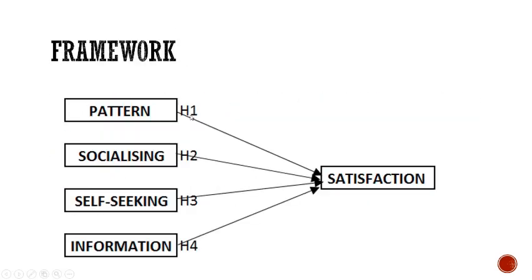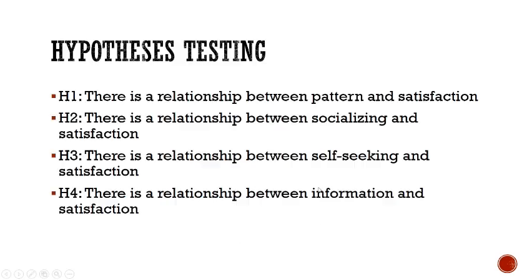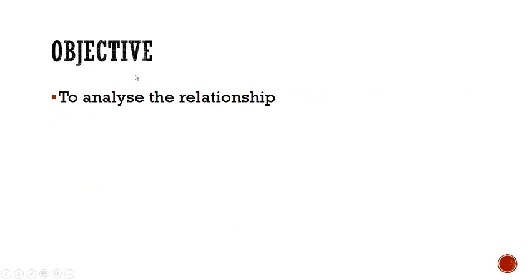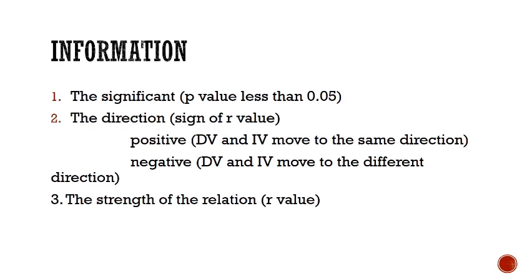H1, so you put there is a relationship between pattern and satisfaction, and there is a relationship between socializing and satisfaction, self-seeking and satisfaction, and information and satisfaction. So what is the objective of the study? The objective will be to analyze the relationship between IV and DV that I put here. You can just make one objective for all the relationships.